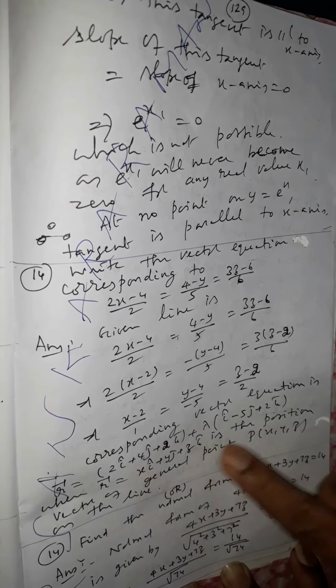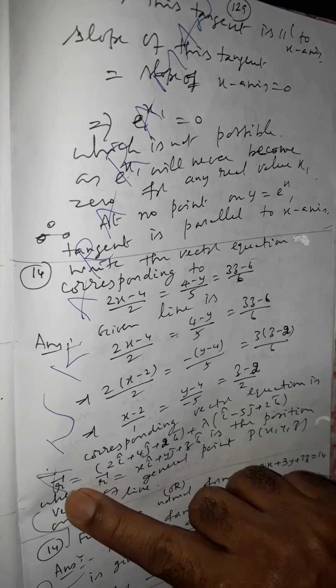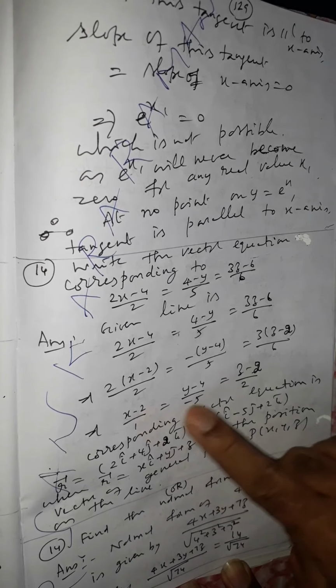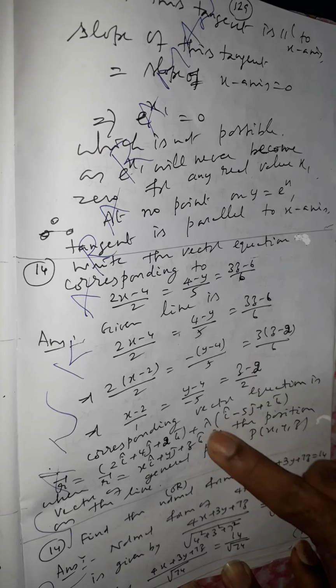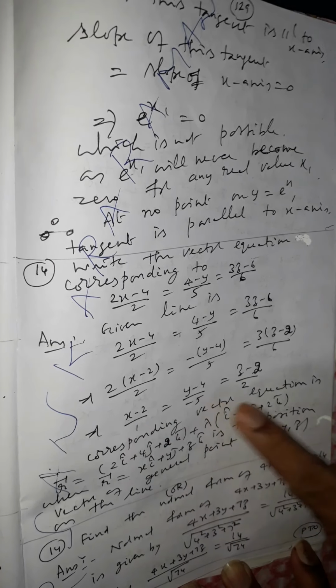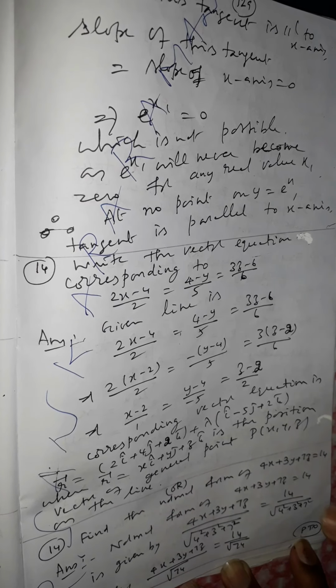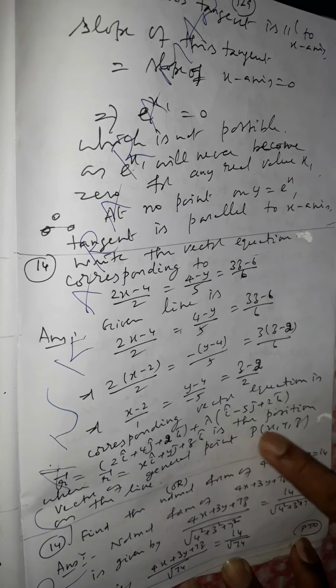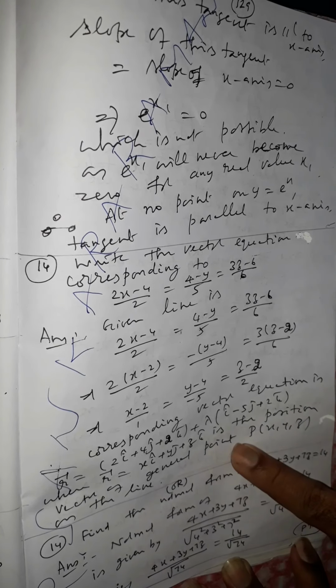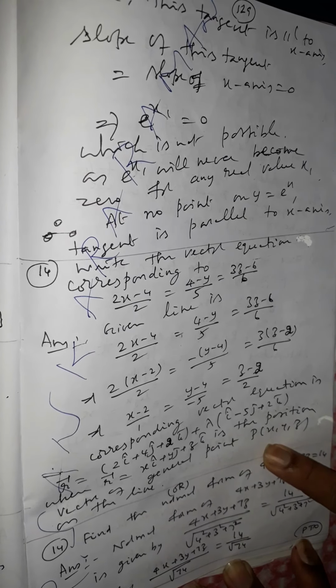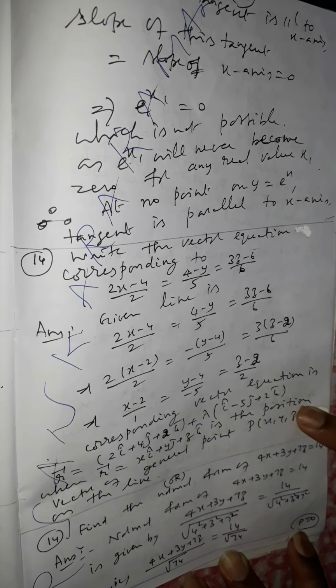Therefore, the corresponding vector equation is given by r vector is equal to 2i plus 4j plus 2k plus lambda times (i minus 5j plus 2k), where r vector is equal to xi plus yj plus zk is the position vector of the general point P (x, y, z) on the line.